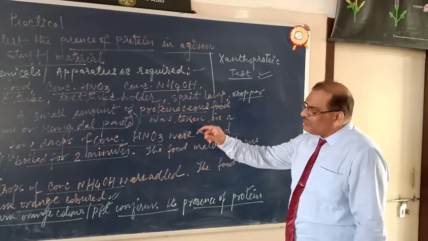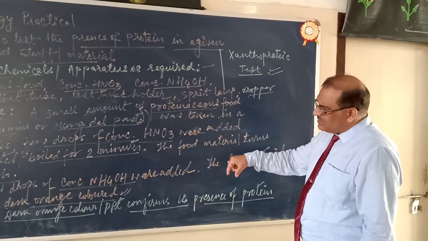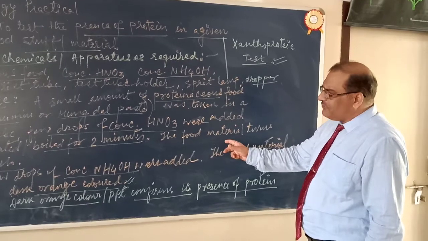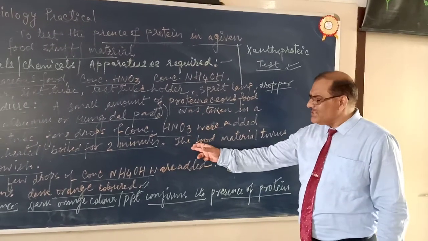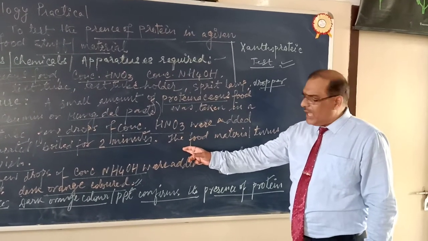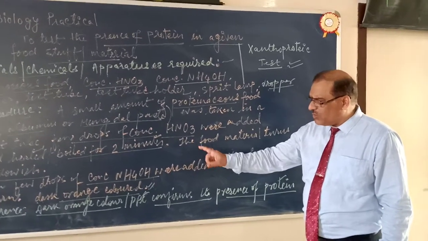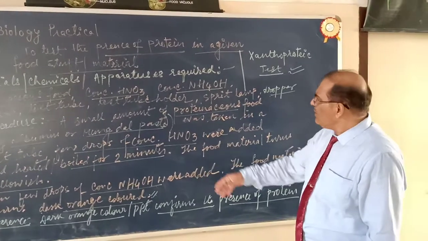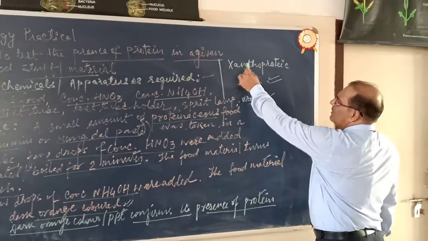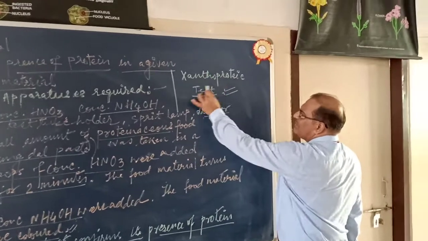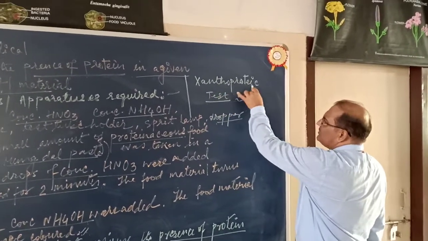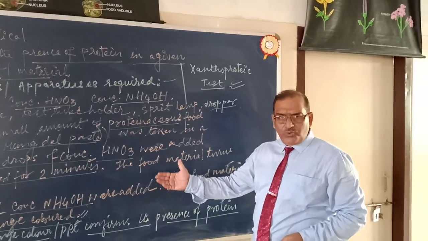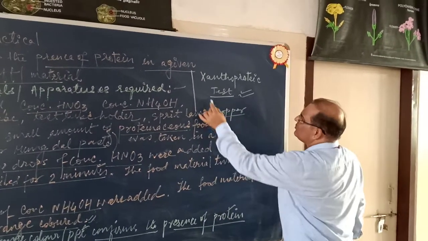Okay, so what is the name of this test? We use the chemicals HNO3 and NH4OH, and first of all, after adding HNO3 and boiling it, it becomes light yellow in color, and on adding conc NH4OH, it turns orange in color. So this test is called the xanthoprotein test. Xantho means yellowish or orange color, so it is called the xanthoprotein test. The test which we have performed to check the presence of protein is called the xanthoprotein test.